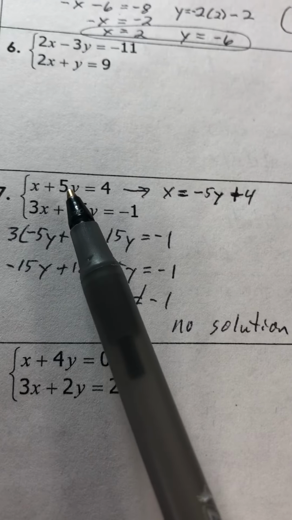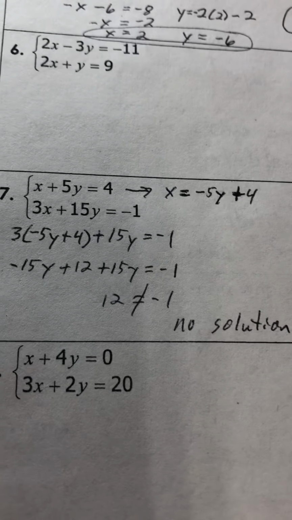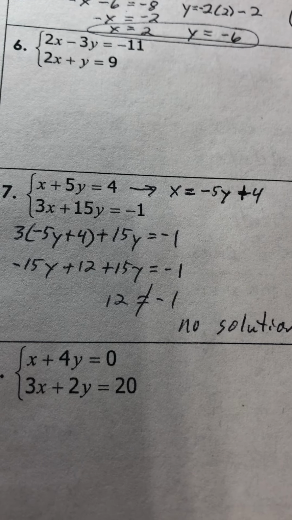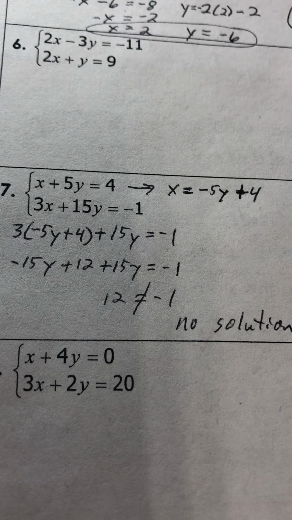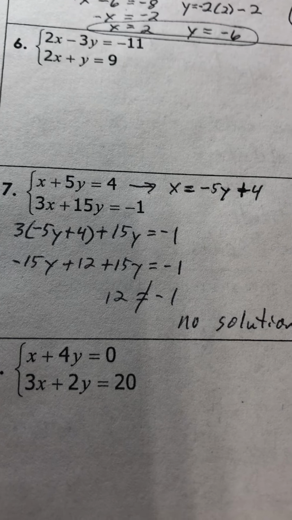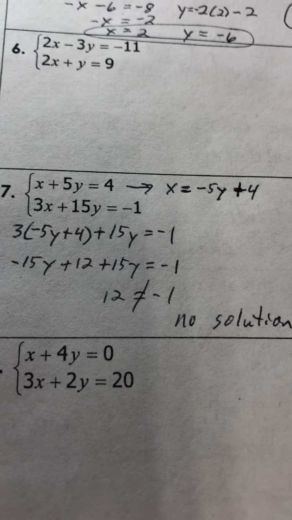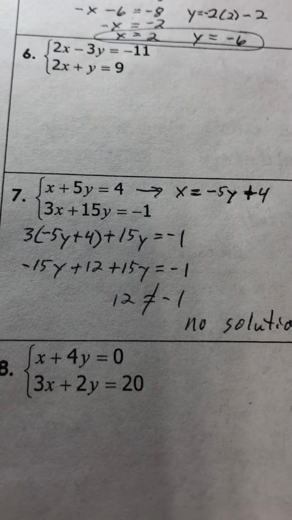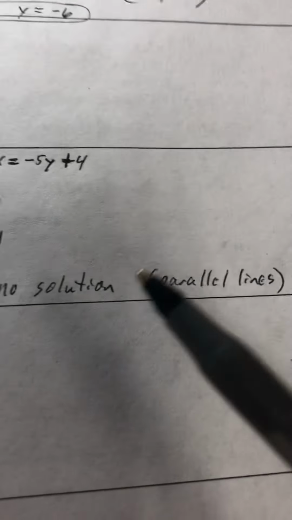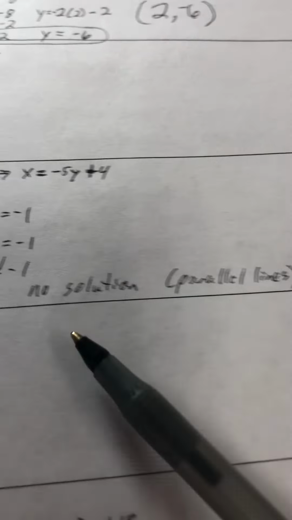If I was to convert these both into equations in slope-intercept form, you'd see that they would have the same slope. Having the same slope means they're parallel, so they're never going to intersect. That's why it comes out this way. Parallel lines, no solution.